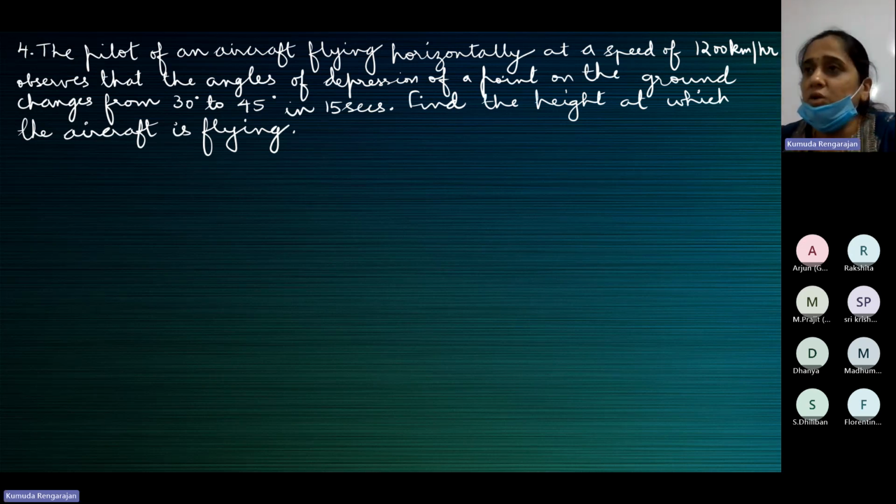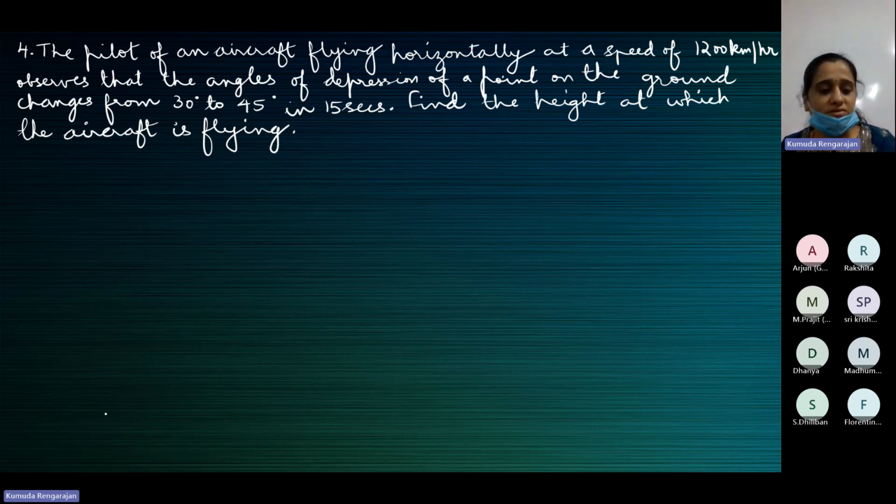So one thing is, you know the speed of the aircraft, and you know the time in which the depression changes from 30 to 45 degrees. So using speed and time, you can find the distance covered by the aircraft in 15 seconds. You know the uniform speed, and the time taken is 15 seconds, which is the time in which the depression changes from 30 to 45. So that is a line segment, no? The length of that line segment can be calculated using the formula distance is equal to speed into time.